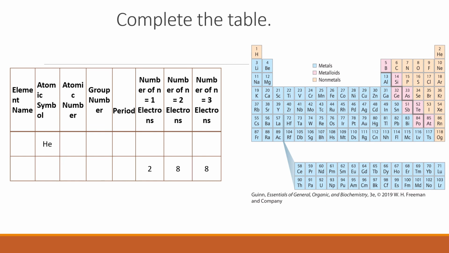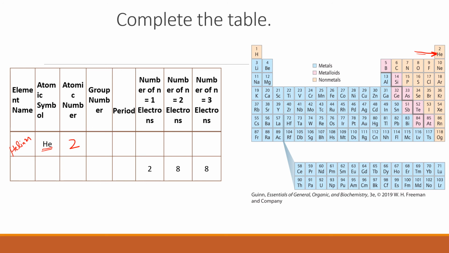Let's complete this table. I'll start with row number 1. The atomic symbol is given as He, and we know that He is the symbol for helium. Helium is a noble gas, and it's present here, number 2. Now we need to know the atomic number, and we can see the atomic number given in that box is 2, so it has atomic number 2.